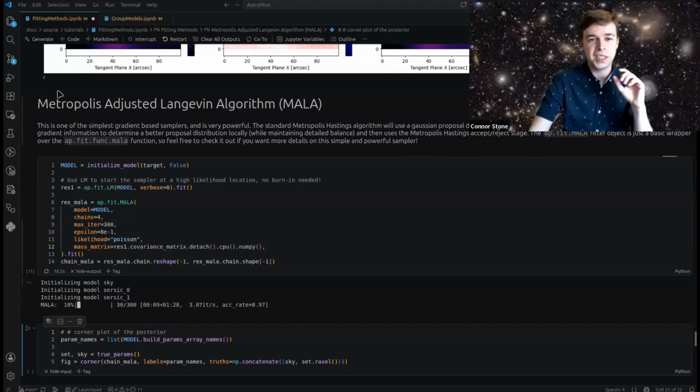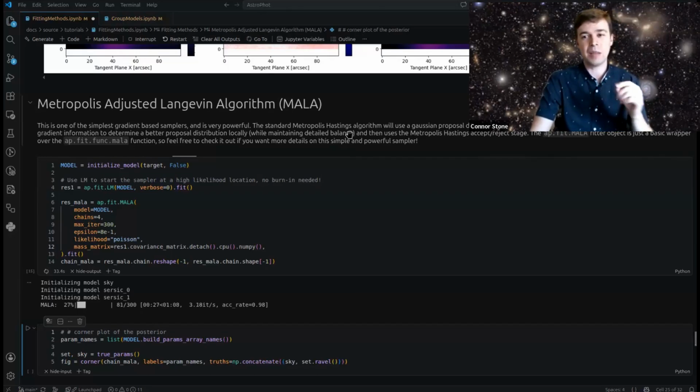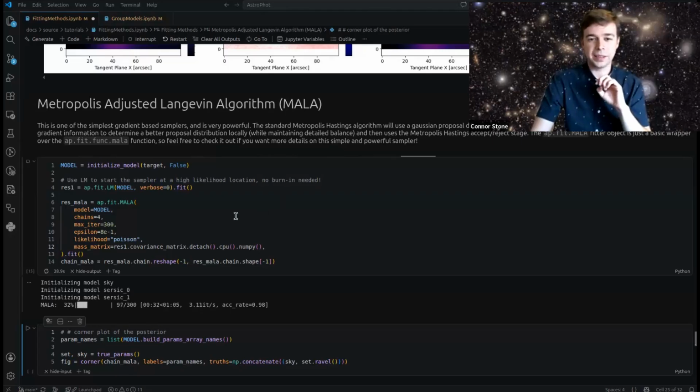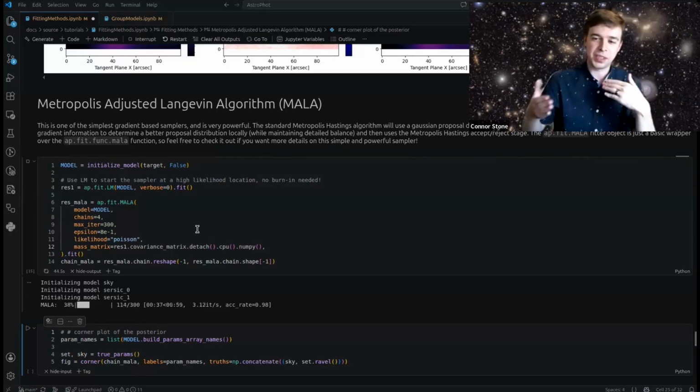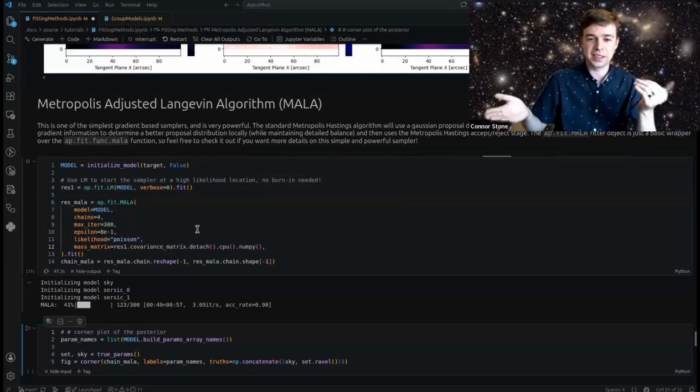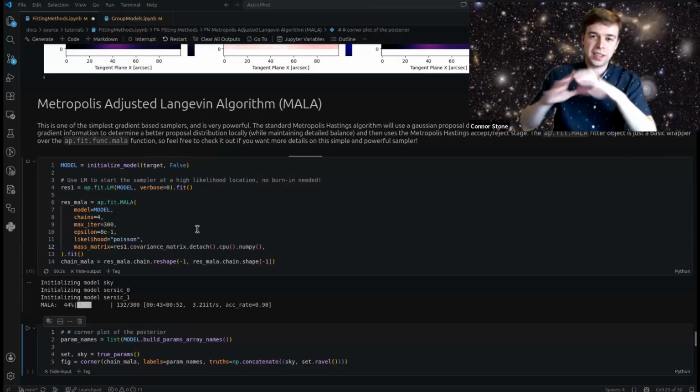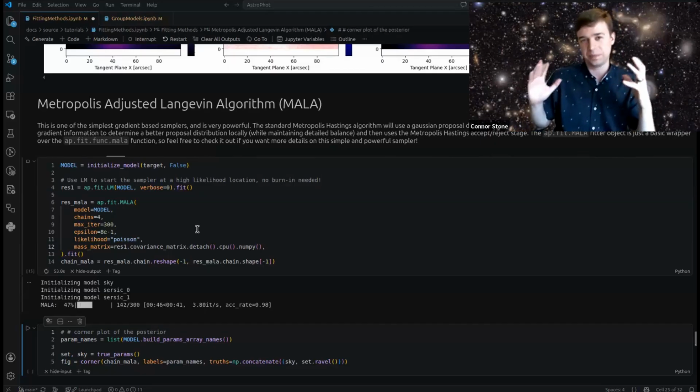So the Metropolis adjusted Langevin algorithm is a type of Markov chain Monte Carlo sampling algorithm. It uses a Metropolis Hastings accept reject step, although it takes advantage of gradient information to propose more efficient steps in the parameter space. So it's going to randomly surf around the likelihood surface and either accept or reject those steps based off of the Metropolis Hastings. And in the end, it should sample in a distribution that is roughly equal to our likelihood distribution.